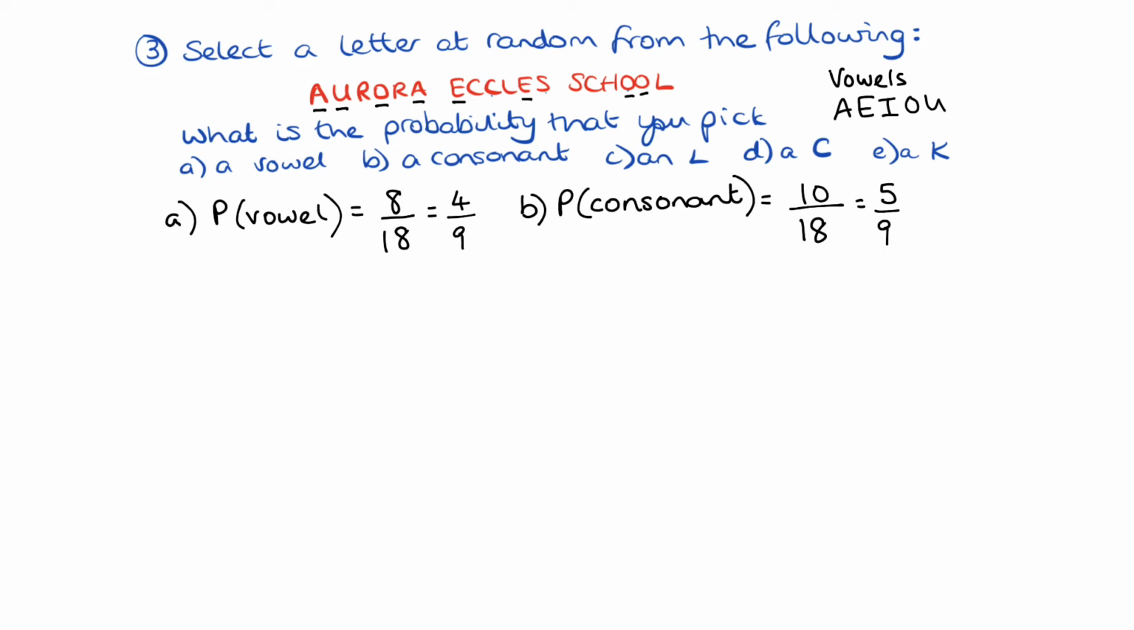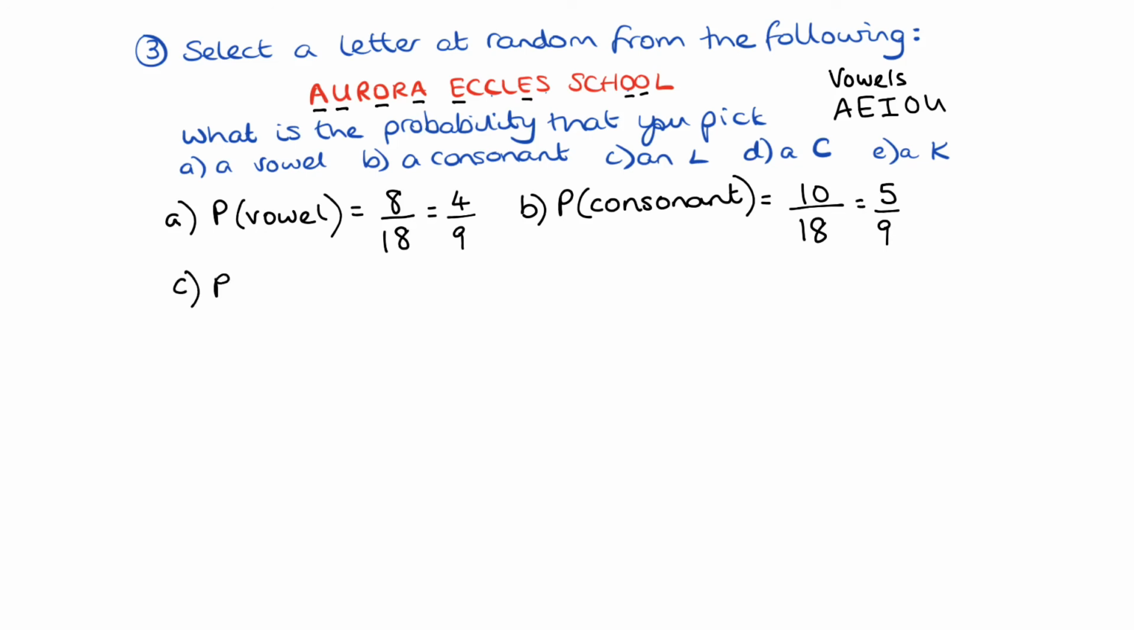It's worth pointing out at this stage that 8 18ths and 10 18ths make 18 18ths, which is the whole one. It's the whole lot of letters. And that 4/9 and 5/9 make 9/9, which is also the whole lot of letters. Okay? Right, part C.